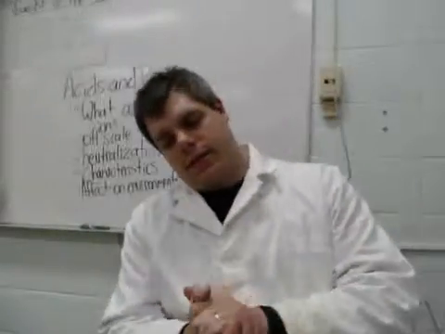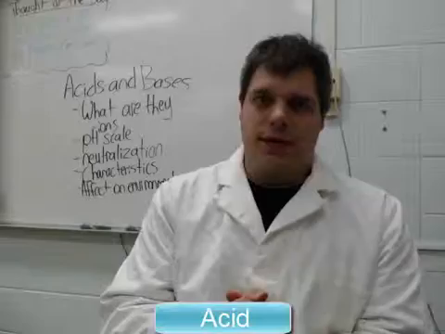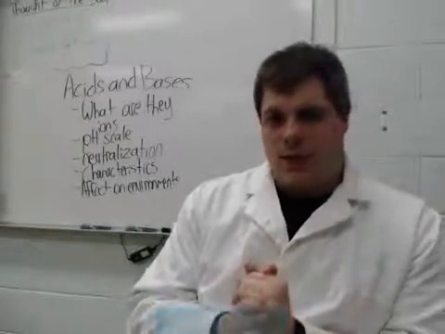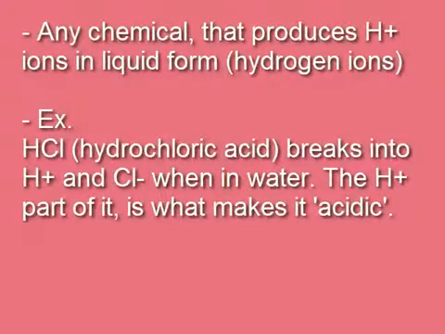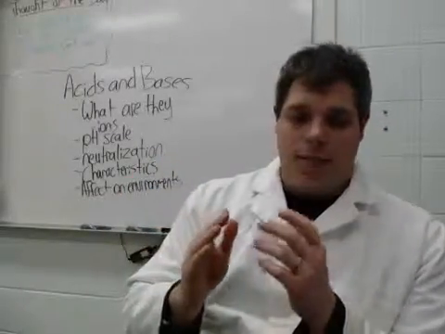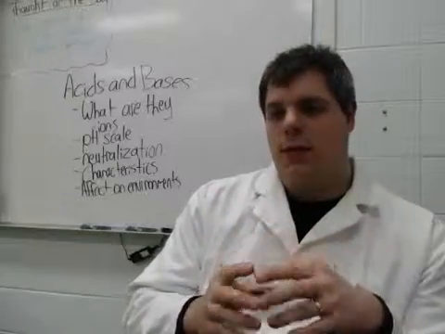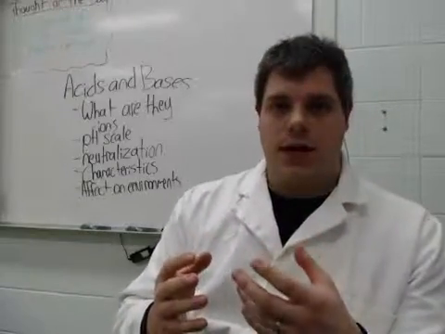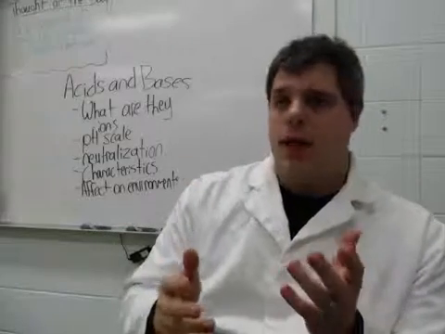All right, let's define an acid. An acid is any chemical that when you put it in water, it produces hydrogen ions. So little H pluses float around in the liquid. Now, those H pluses floating around in the liquid is what makes an acid so potent. Those are the active ingredients in an acid. Those H pluses are the things that chemically react with other things and break them down.